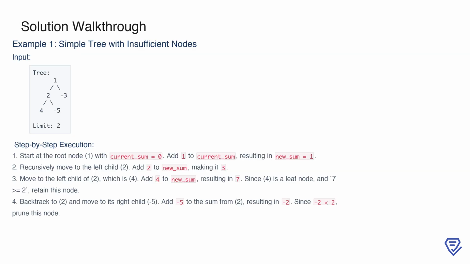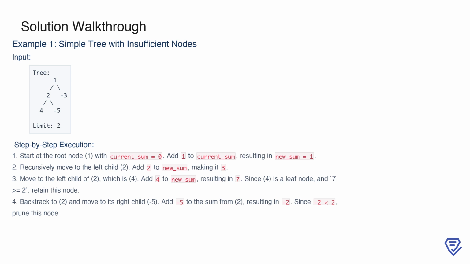In this example, we start with the root node, which is 1, and initialize the current sum as 0. Adding the value of the root node to the current sum gives us a new sum of 1. From here, we move to the left child, which is the node with value 2. Adding 2 to the new sum results in 3. Next, we head to the left child of 2, which is 4, and adding 4 to the current sum gives us 7. Since node 4 is a leaf and the sum from root to this leaf, which is 7, meets the limit of 2, we retain this node.